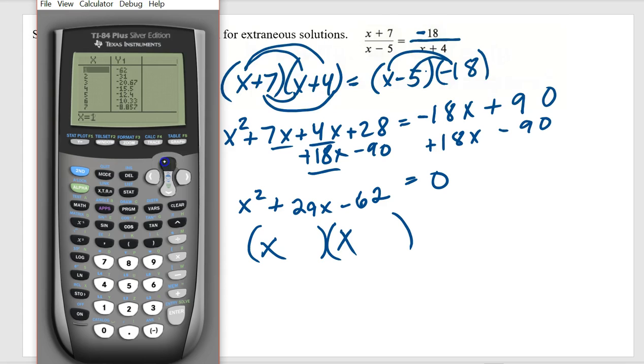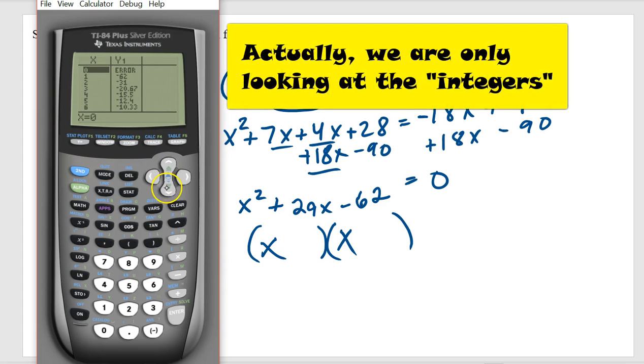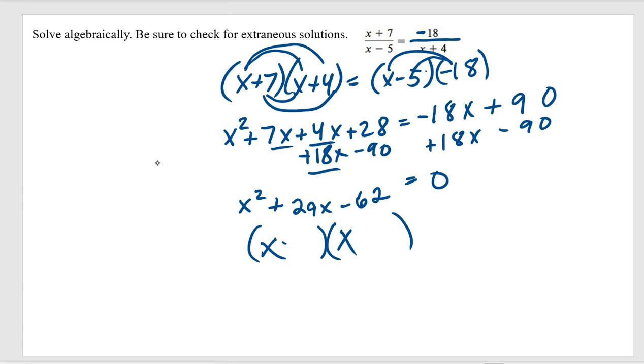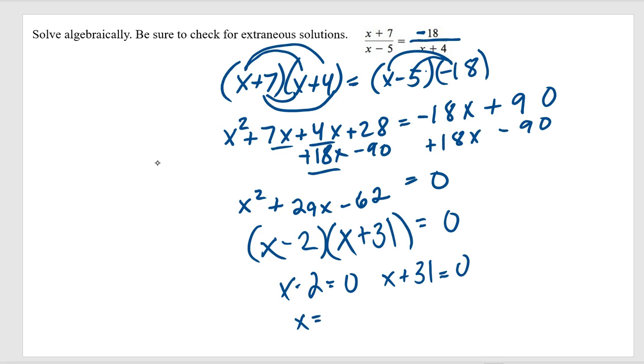Okay, so we're only looking at the whole numbers, and we want a pair that adds up to be 29. So I can see that 2 plus negative 31 would give me a negative 29. So if I use negative 2 plus 31, it will give me a positive 29. And I'll set each factor equal to 0. And I'll solve, adding 2 to both sides and subtracting 31 from both sides.